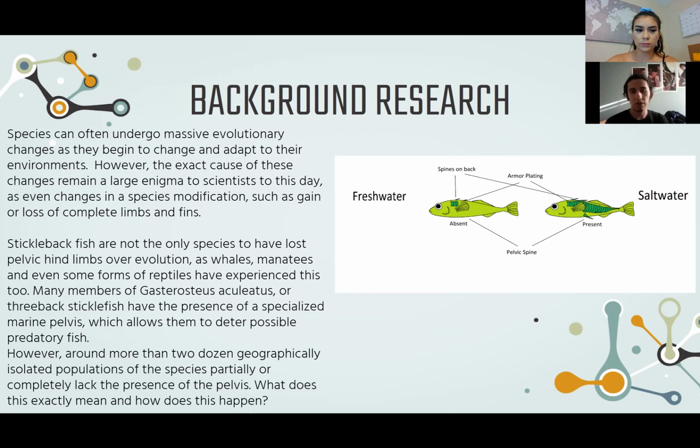Stickleback fish are not the only species to have gone through this loss or gain of pelvic hind limbs over time. Whales, manatees, and some former reptiles have undergone it as well. Many members of this Gasterosteus aculeatus, or stickleback fish, that's the scientific name for it, have the presence of this marine pelvis. It allows them to deter possible predators, basically. However, more than 2 dozen geographically isolated populations completely lack or have an incomplete version of this pelvic structure. How does this happen and what does this mean?